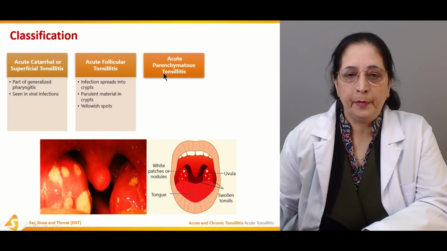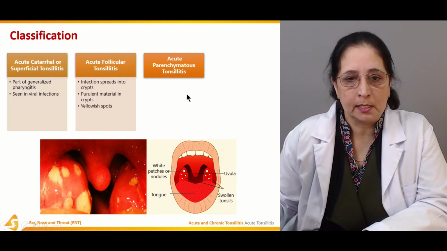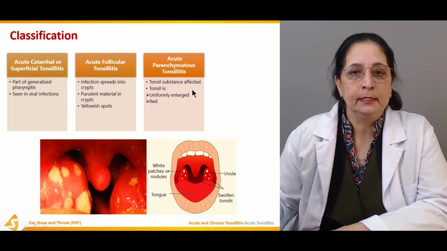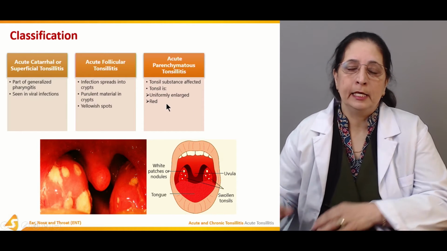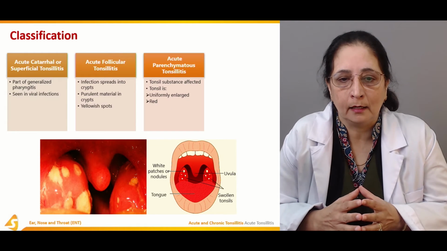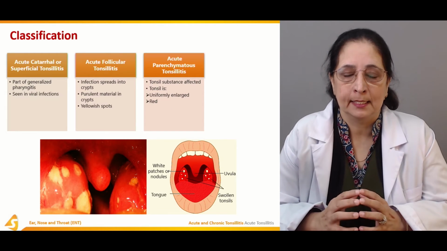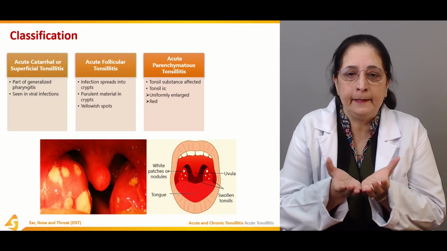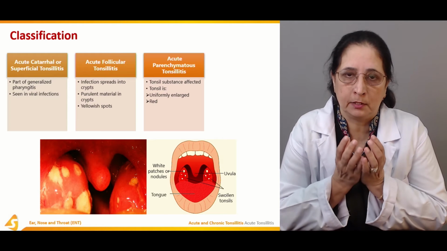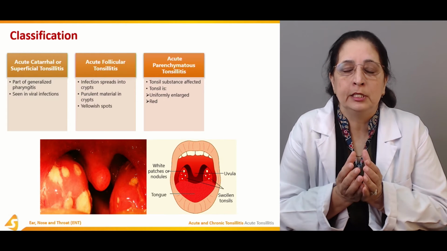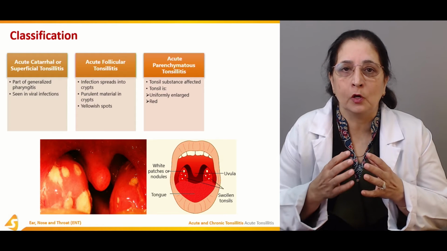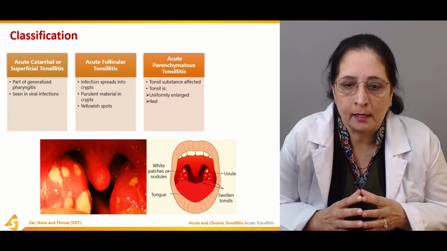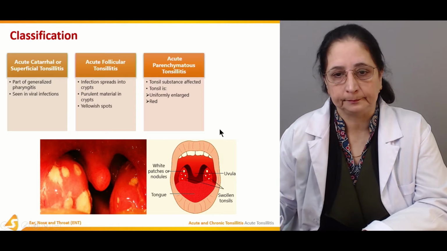Then acute parenchymatous tonsillitis. The tonsil substance is affected, and the tonsil is uniformly enlarged and red. So in acute parenchymatous, parenchyma is the actual substance, the actual tonsil. That tonsil is affected and it is uniformly enlarged and it's red.